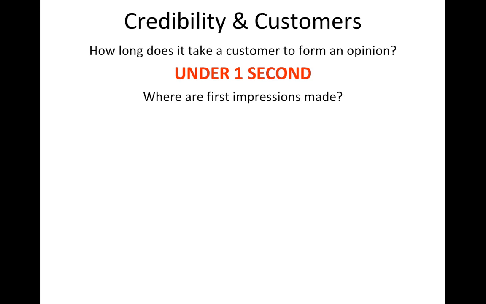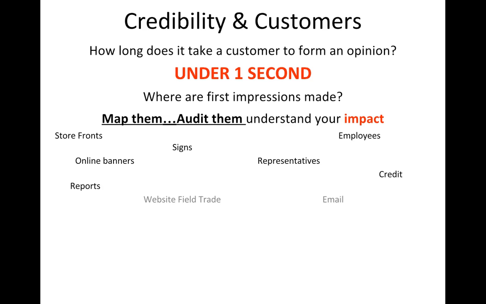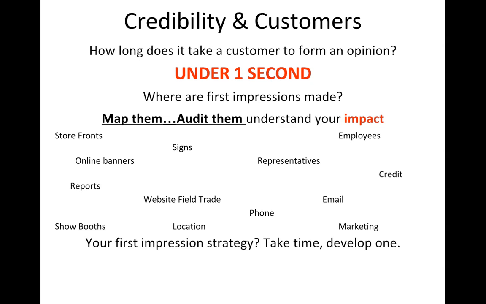So where are first impressions made? We need to map those out. We need to audit them to understand your impact. So things like storefronts, signs, employees, online banners, representatives, reports, and so on. All of these items have a firm impact on what these clients' perception is of your business. And you want to have a map of this. You want to have control. You need to audit what you are doing and make sure everything is in line, pointing to that impression that you want to make to these clients and also to the bank.